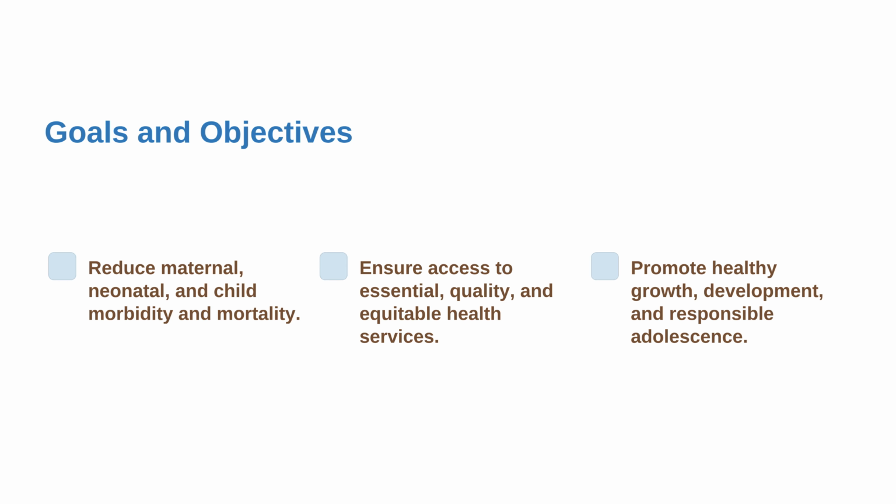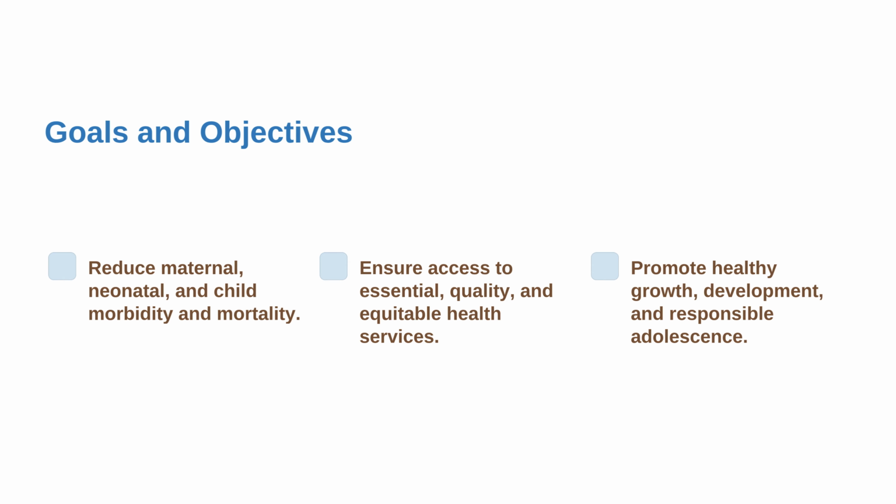The goals of maternal, child, and adolescent health programs revolve around these three main priorities. One, reducing maternal, neonatal, and child morbidity and mortality. This means decreasing the number of women and children who die or become ill due to preventable causes.